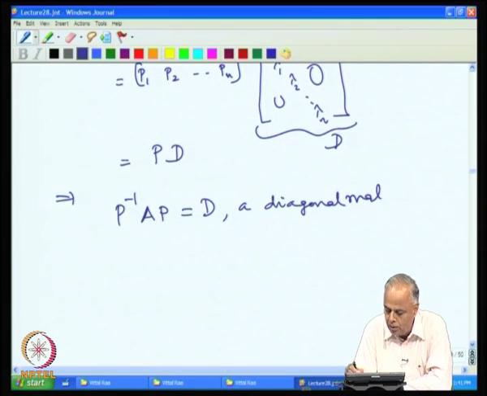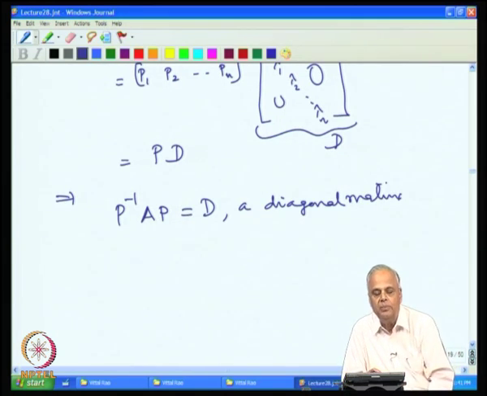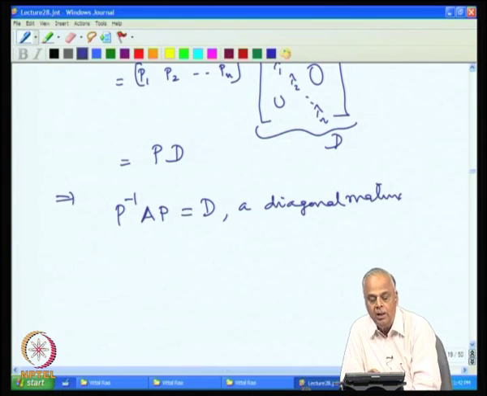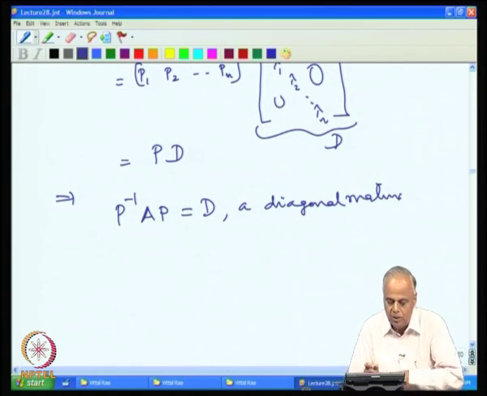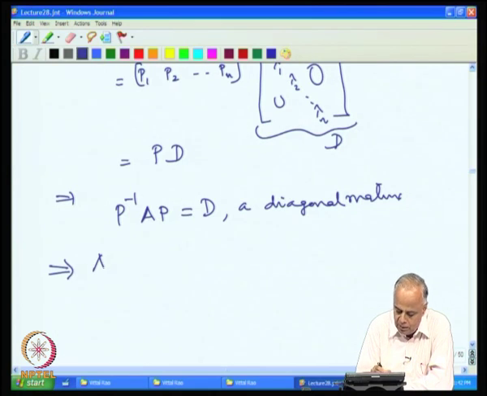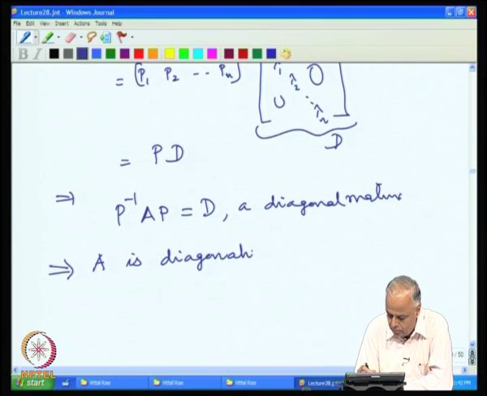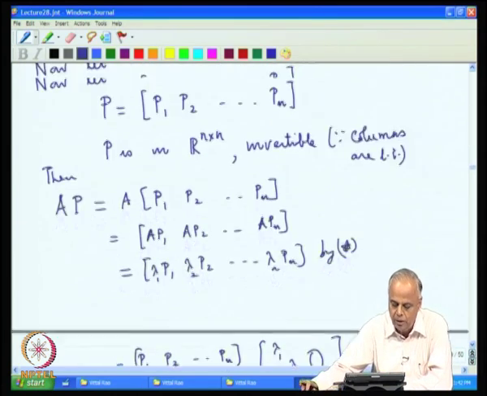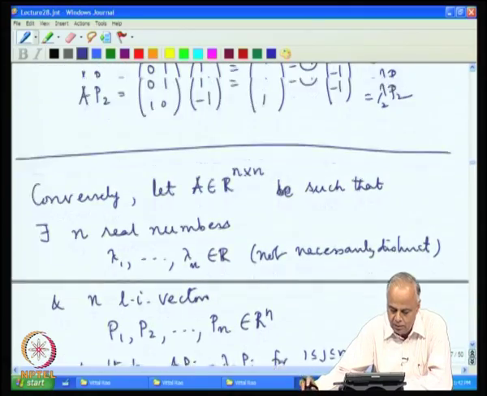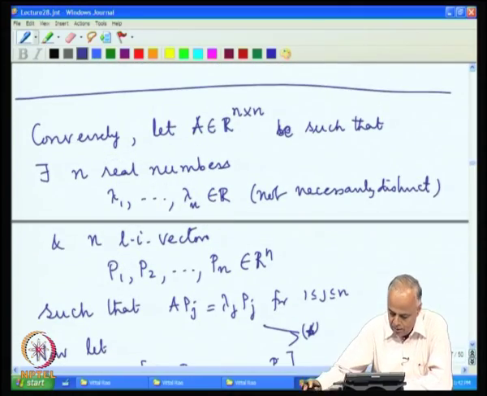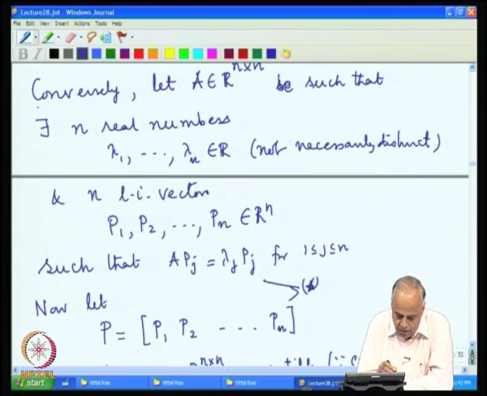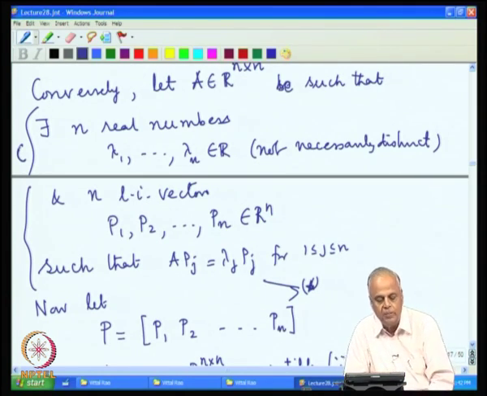So, the moment that these scalars and vectors are given, we are able to construct a real matrix P so that P inverse AP is diagonal, which means A is diagonalizable. Now we call these conditions, this whole set of conditions, as C.